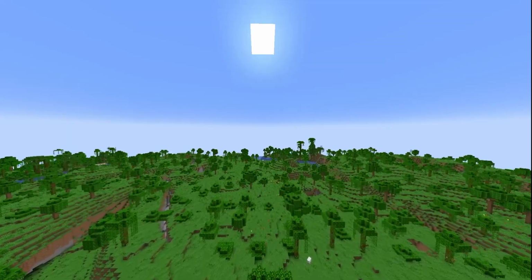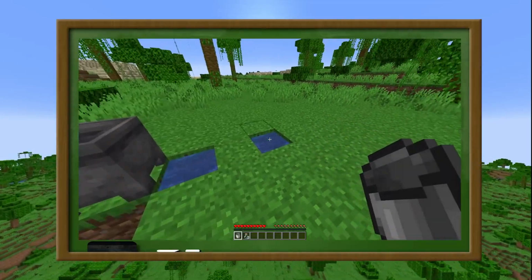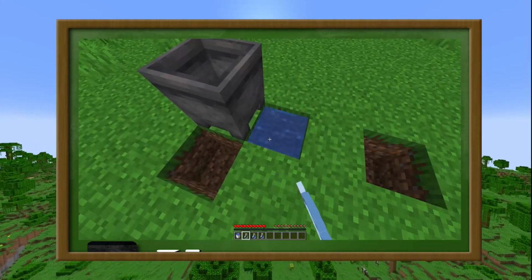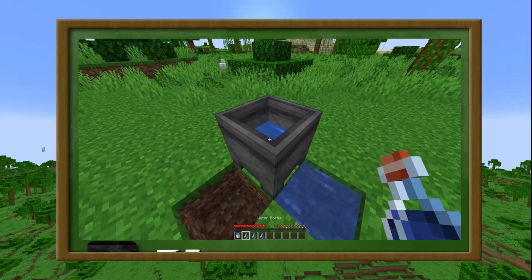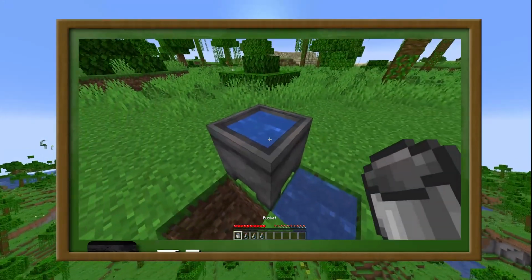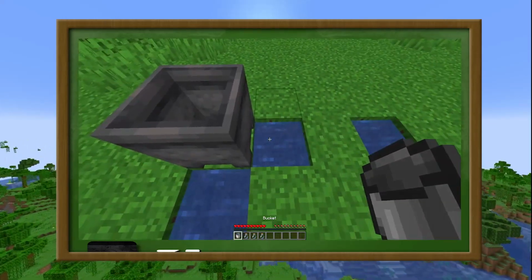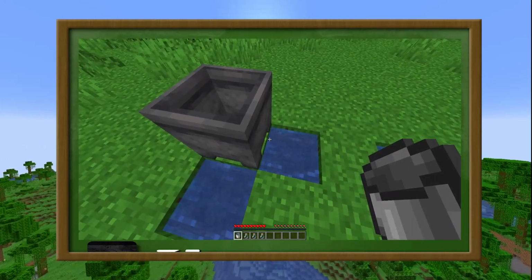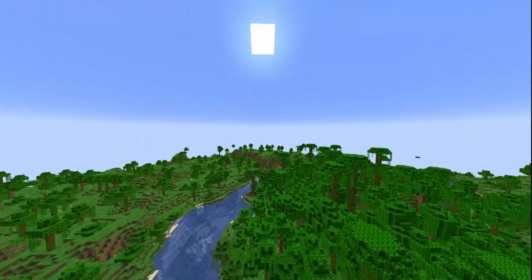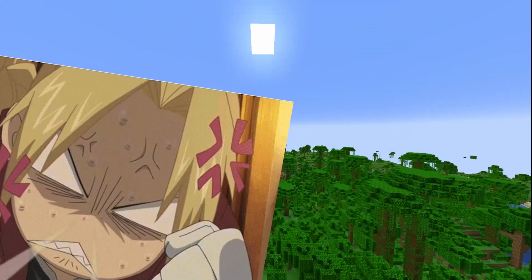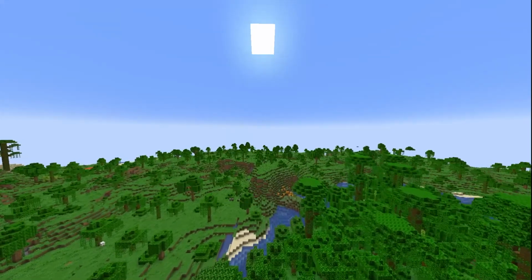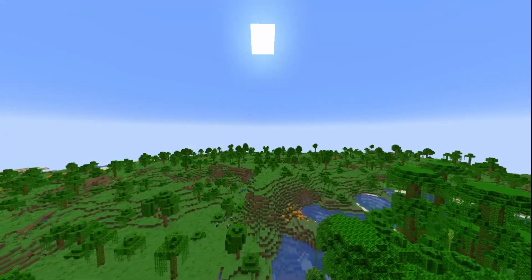But although use a bucket on a block of water, it disappears from the world. Use 3 bottles on the same water block, it's still in the world. Put it in a cauldron and take it out with a bucket, and we've just made a new water block out of entirely nothing. Alchemists would be mad. Ha! Suck it, Eric.